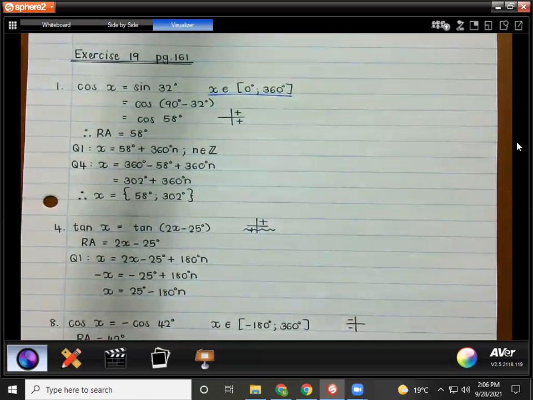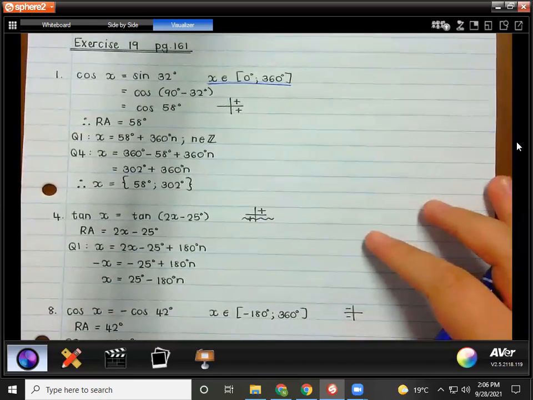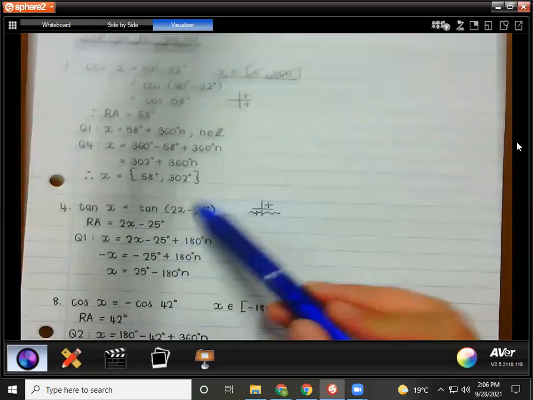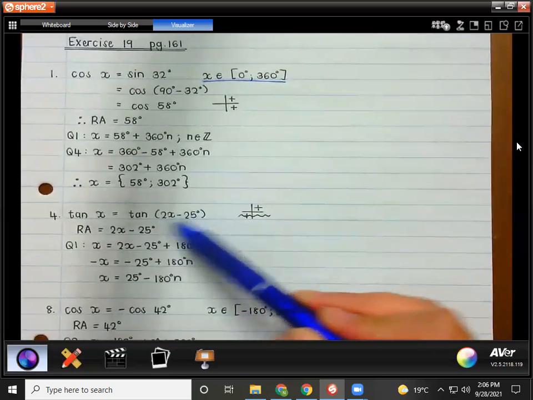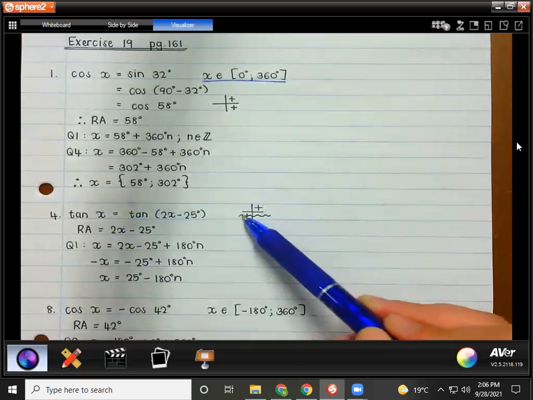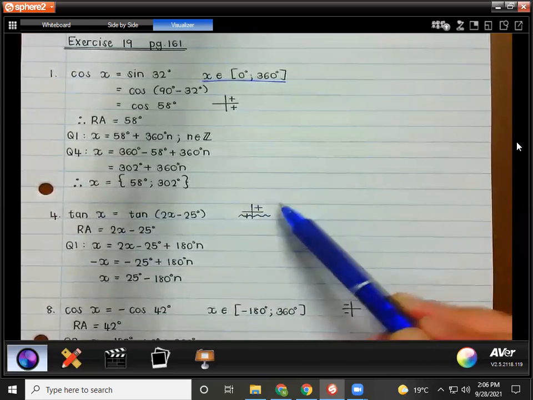Any questions on number 1? Okay. Well, number 4 is there at the bottom. You can mark 4 so long. 4 is a nice quick one because it was tan equals tan. The only thing that was a bit strange about 4 is that the reference angle was this complicated angle, 2x minus 25. But it's positive tan, so we work in the quadrants where tan is positive. But of course, we ignore the third quadrant there. For tan, we only have to work in the first.